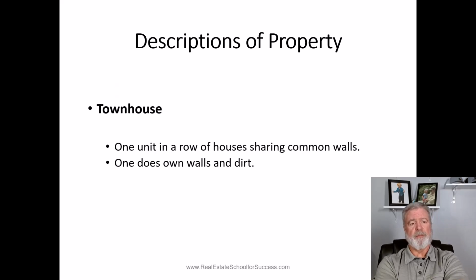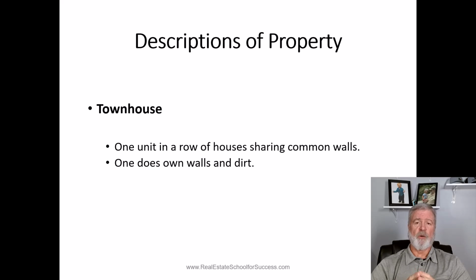Another type of property is called a townhome or townhouse. And this is where I see agents confuse townhomes with condominiums all the time. They'll call it one and it should be the other, because they don't know the difference between one and the other. If you were just standing out at the street looking at the property, you probably would not know. This is something you've got to look into and find out. Is this a townhome or is this a condominium?